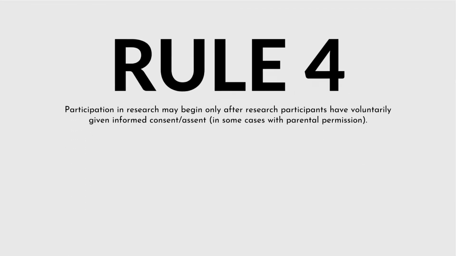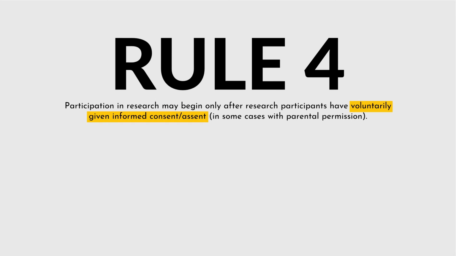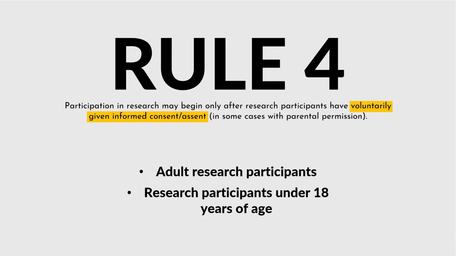Rule 4. Participation in research may begin only after research participants have voluntarily given informed consent or assent. Adult research participants may give their own consent, but research participants under 18 years of age and/or individuals not able to give consent should give their assent, with the parent or guardian providing permission.